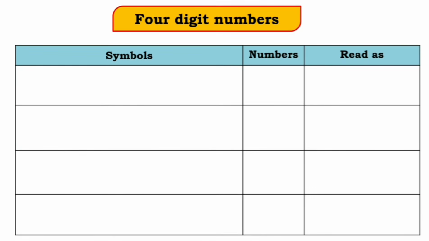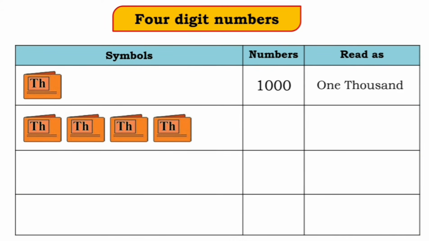Now we will learn to read and write 4-digit numbers using symbols. So this is the symbol of 1000. This symbol represents the number 1000 and it is read as 1000. Now let us take next example. So here there are 4 symbols of 1000. So they represent the number 4000. That is 4000.